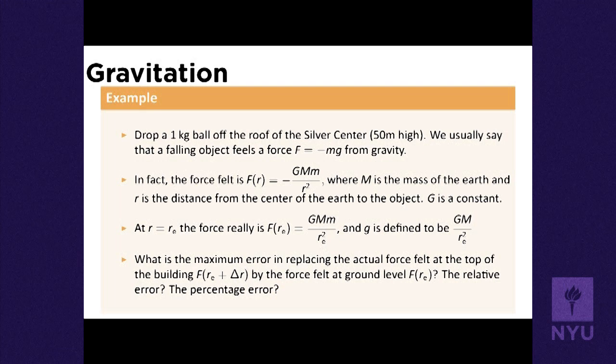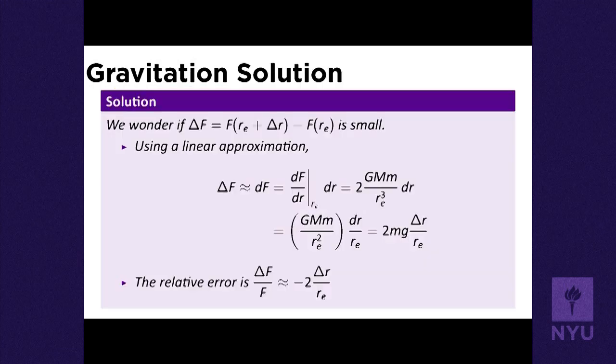Okay, and we can ask many variations on that. What's the maximum error, relative error, percentage error, etc. Okay, here's the answer. What we have is that the force at the radius of the Earth is m times g. And we want to know what is the change in force between radius of the Earth plus a little bit minus the force at the radius of the Earth by itself. Okay, that's delta F. We can substitute for that dF, and dF we can get by taking f prime of r at r sub e and multiplying by dr.